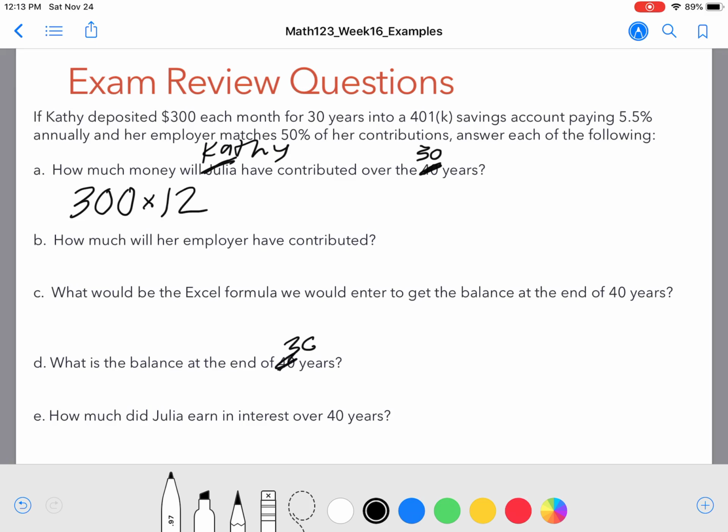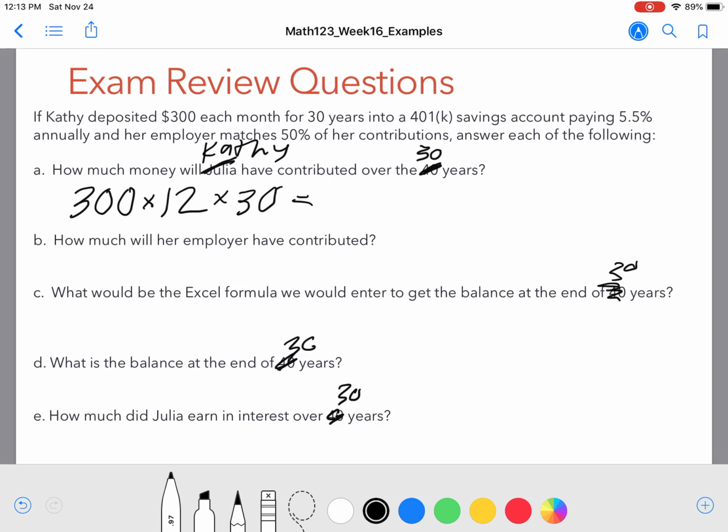Let's change these all to 30 years. Sorry about that. And 30. Okay. So we're going to take the 300 times 12 times 30 years of contributions, and let's go ahead and multiply those. 300 times 12 times 30.